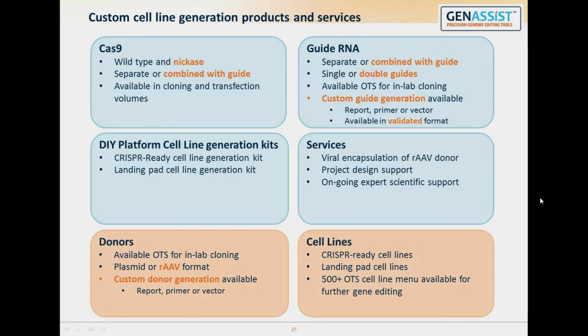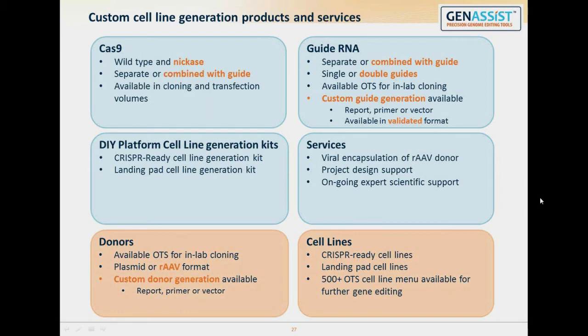Now, if the CRISPR-ready and landing pad cell lines you're interested in are not available off the shelf right now, which, to be honest, is most of the time, there are a lot of different cellular backgrounds out there, and we can't develop them all. We have the do-it-yourself platform generation, cell line generation kits. These are the plasmids that we have used to generate the CRISPR-ready and landing pad cell lines, and they're available to you as a kit, so you can make your own CRISPR-ready or landing pad cell line in your background of choice. Down to the bottom left, we have donors that are available.